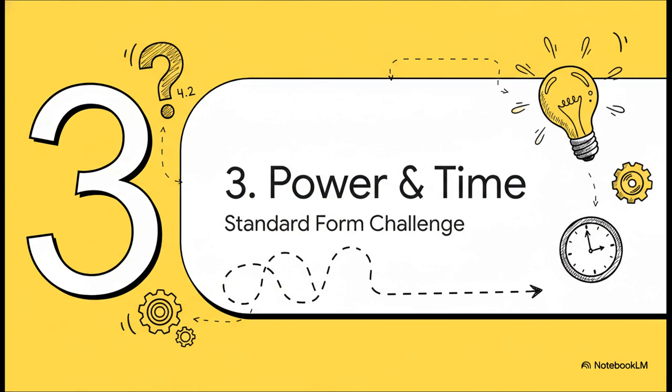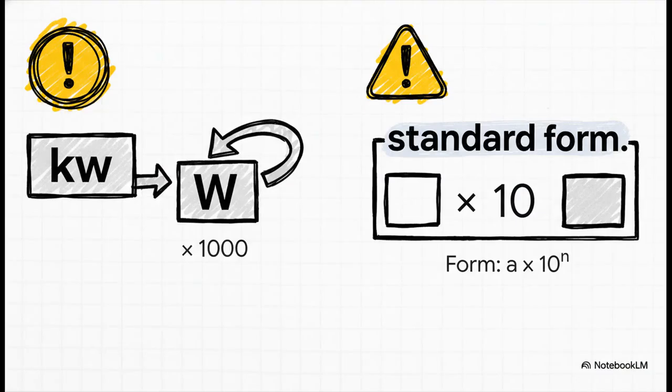All right, on to the next part, which is question 4.2. This one builds on the first part, but adds a couple of extra little twists. It's a calculation with power and time. Okay, so the question wants us to calculate the time it takes for a generator to transfer some energy, and they give us the power.